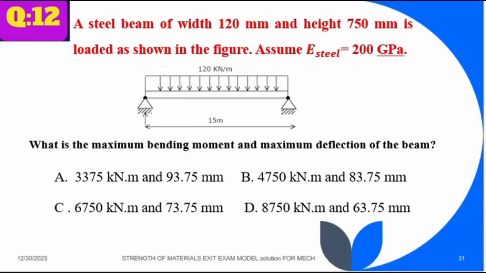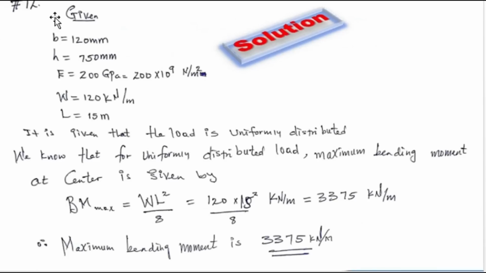So let us see the solution. We have B, the width, which is given as 120 millimeter, height, which is 750 millimeter, modulus of elasticity of the material, which is 200 gigapascal, which is equal to 200 times 10 to the power of 9 Newton per meter square. And we have the uniformly distributed load given as 120 kilonewton per meter, which is equal to 120 times 10 to the power of 3 Newton per meter. These are the given parameters, and it is given that the load is uniformly distributed.